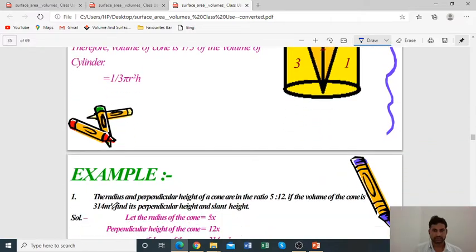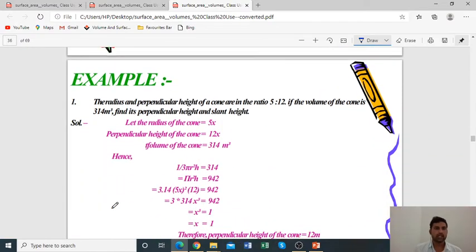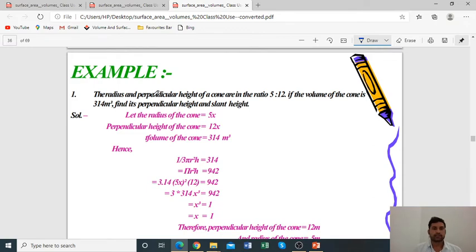Okay. Example number 1. The radius and perpendicular height of a cone are in ratio 5:12.